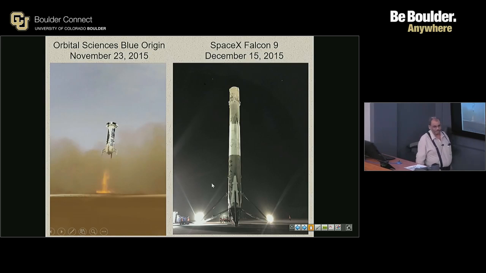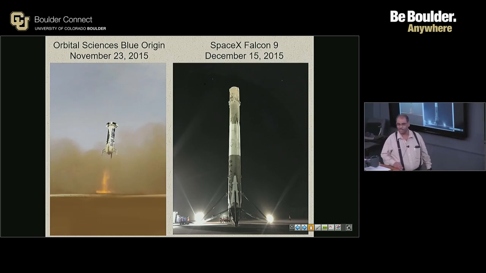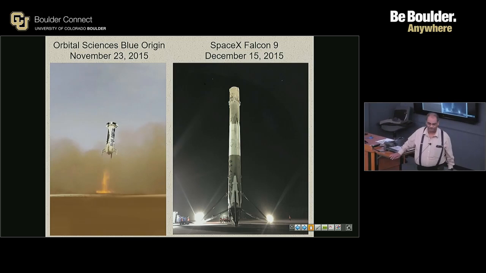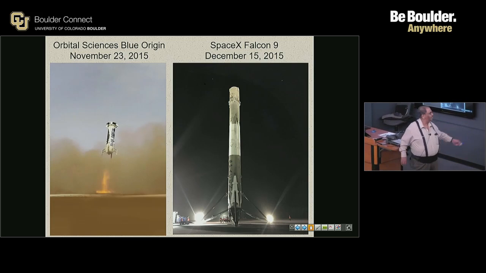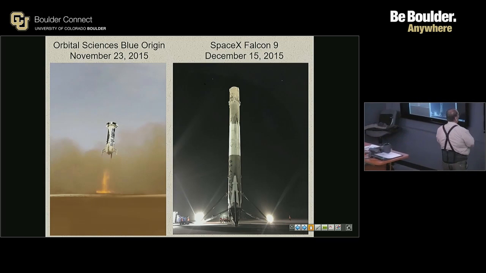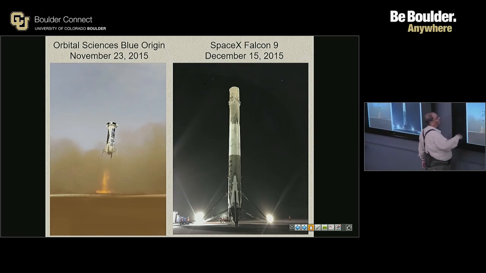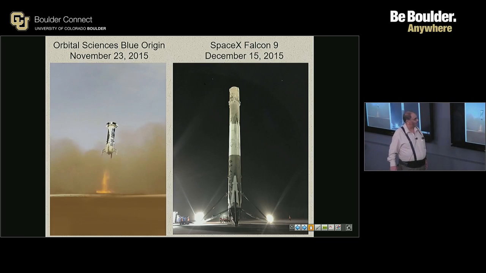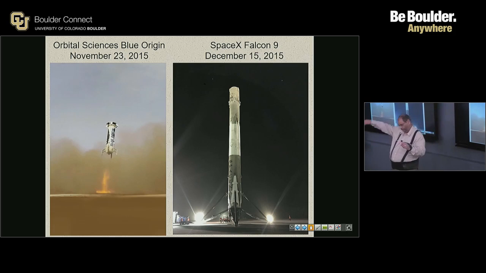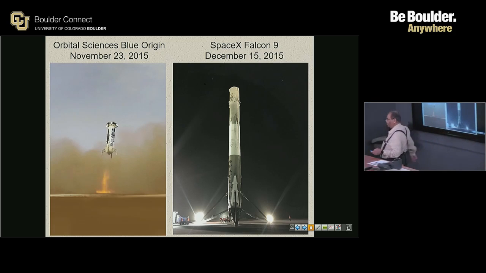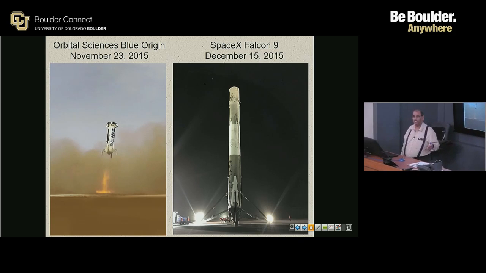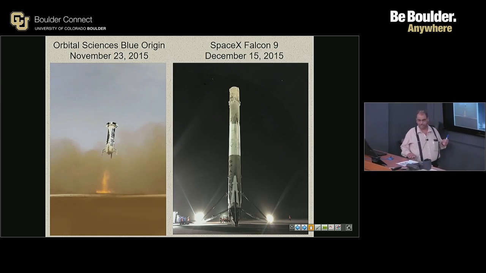All right. The two billionaires that are competing with each other, Jeff Bezos and Elon Musk. Of course, Jeff Bezos has this Blue Origin vehicle. Where's the orbital sciences? Blue Origin vehicle, it's a suborbital launch vehicle, and they have recovered it successfully many, many times.